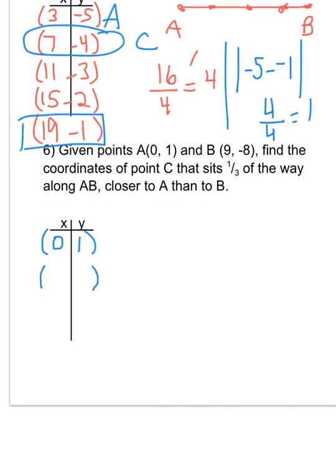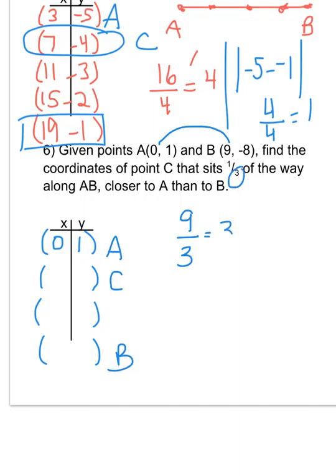It's 2, 3, 4. That's because we start here. That's 1, 2, 3. This being A, and this being B. C is 1/3 of the way closer to A, so that's going to be C. Now we take the difference. 9 minus 0 is 9, divided by 3 equal segments, total of 3, gives me 3.